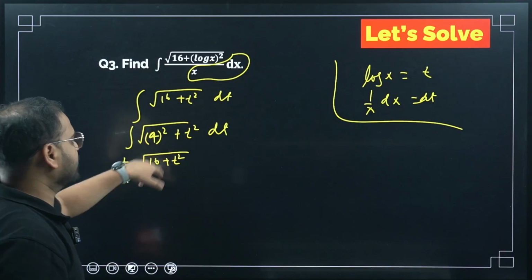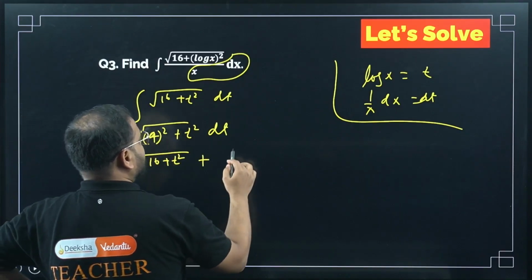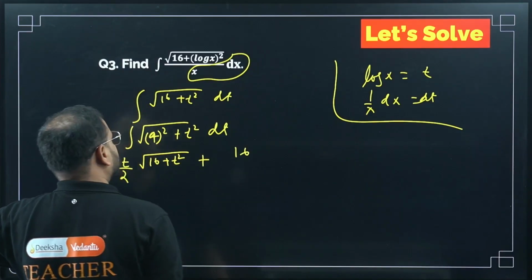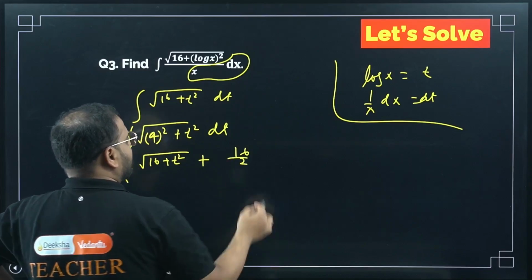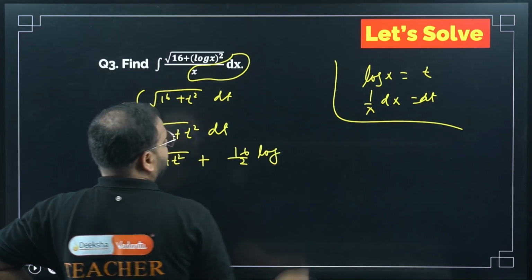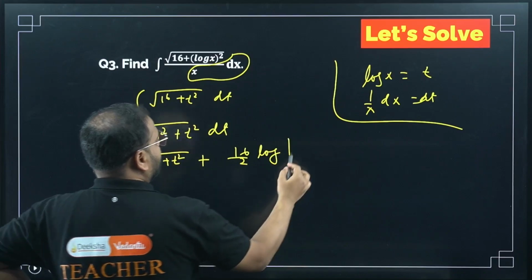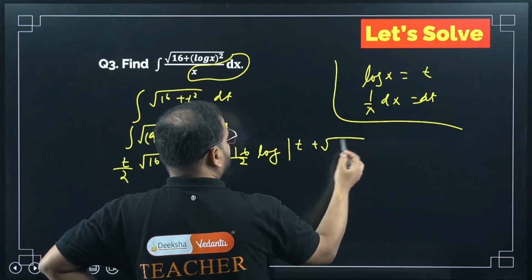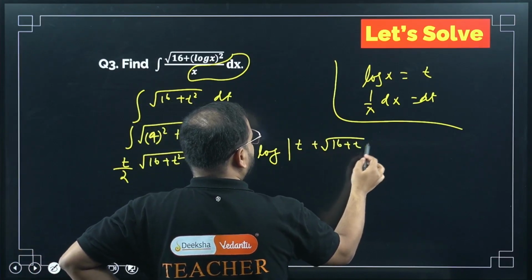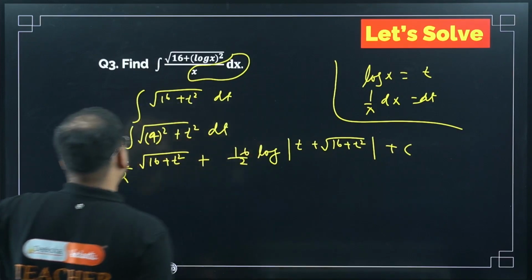Same root will come here, plus a square by 2 sine inverse. How much is a square? So 16 upon 2, then what will come? Log will come, the t will repeat again, so t plus the same root, 16 plus t square, and plus c will come. Put the value of t now.